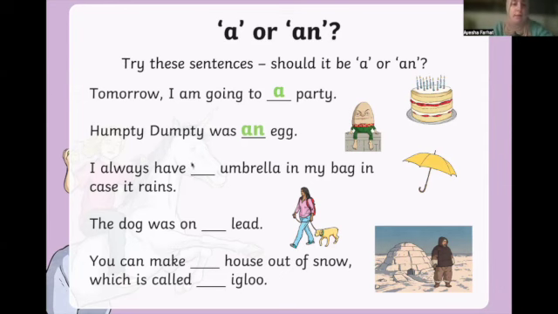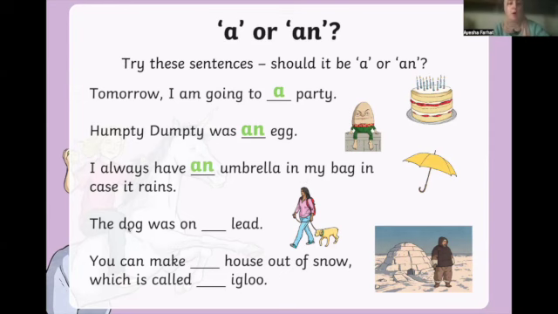I always have something umbrella in my bag in case it rains. Umbrella. Okay, so we have to look at the first letter of the word that comes after the article. So in this case, it's a U. So is it a vowel? A, E, I, O, U. It is a vowel. According to my rule, when it's a vowel, I have to use an. I always have an umbrella in my bag in case it rains.